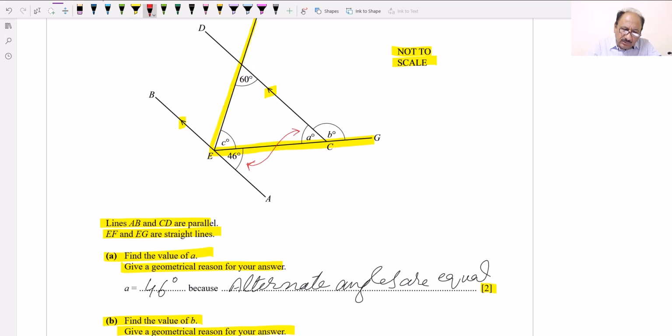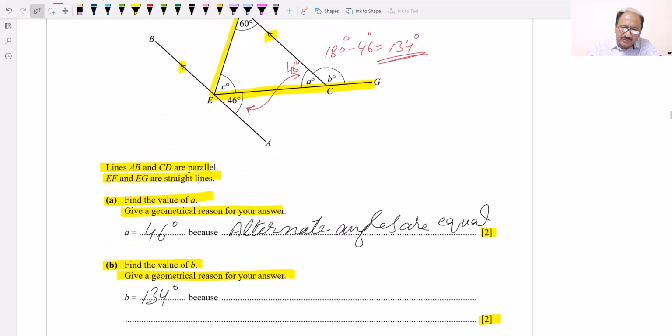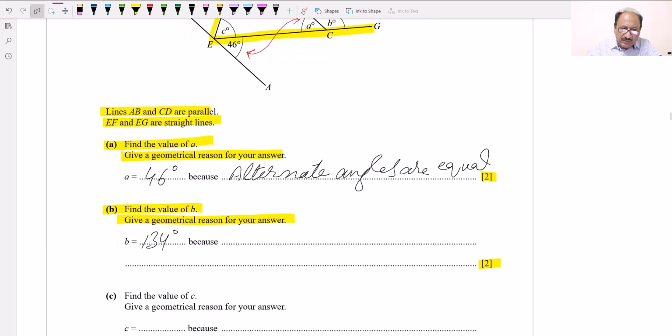So B, now this is 46 degrees, and B we need to find, which is 180 minus 46. And 180 minus 46 will be how much? This will be 134 degrees. So we can write here the answer will be 134 degrees, and the reason will be: sum of angles at a straight line is 180 degrees. This is for 2 marks, which is done.